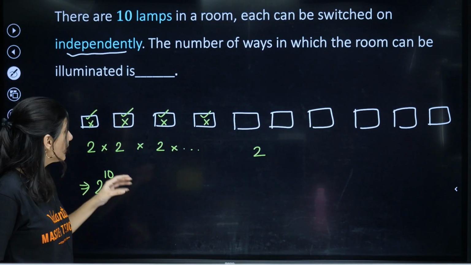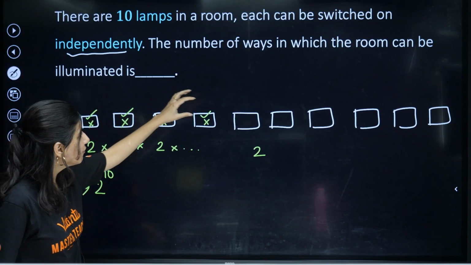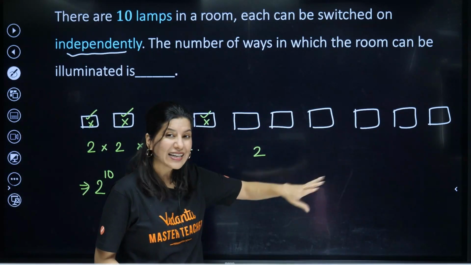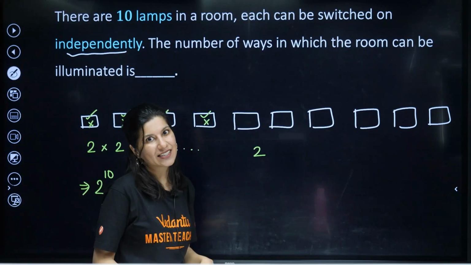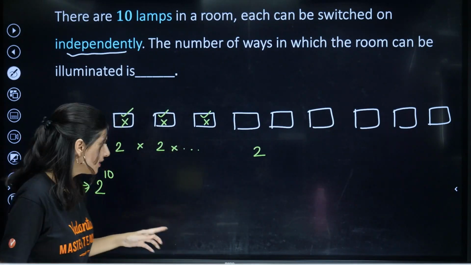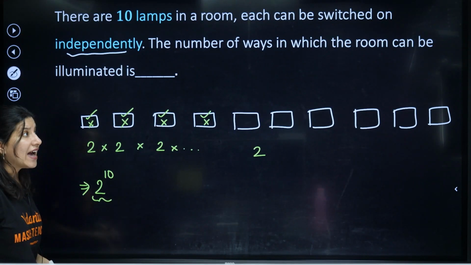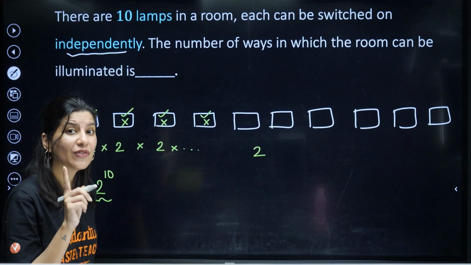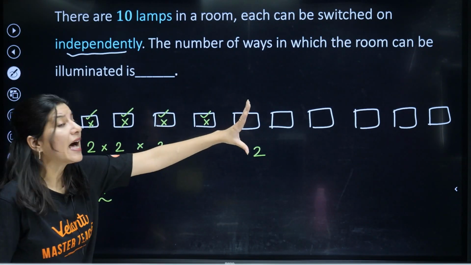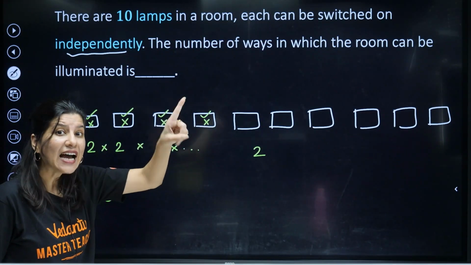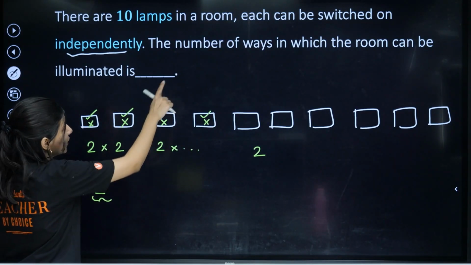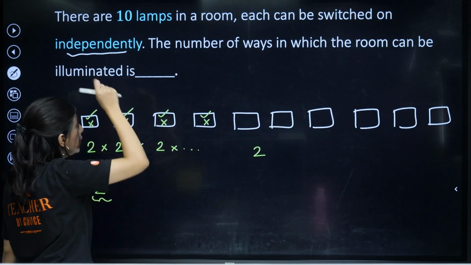There will be one way where the first, third, fifth, seventh and ninth are off and the rest are on. And there are multiple possibilities that are being taken care of in this 2 raised to power 10. And there will be one such way as well where all the lamps are off. That I don't want, because the question says that the room should be illuminated.